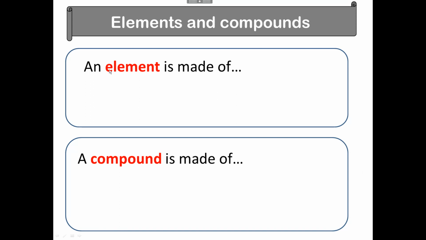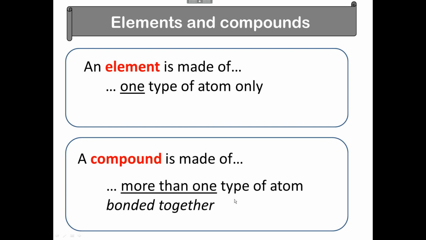Now, definitions. An element is made of one type of atom only. They might be bonded together, like the two O's in O2, or they might be separate atoms, like in argon. But an element will be made of just one type of atom. A compound is made of more than one type of atom bonded together. They are always bonded together. In iron sulfide, the iron and sulfur are bonded together. In water, H2O, the hydrogen and oxygen are bonded together. More than one type of atom bonded together is a compound.